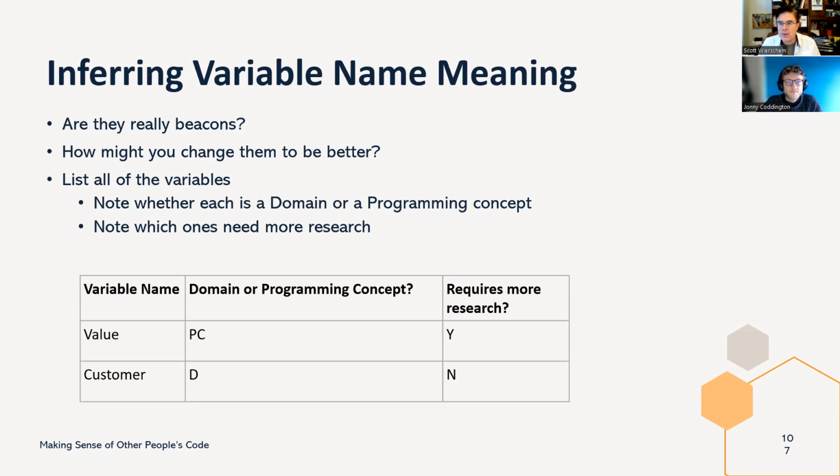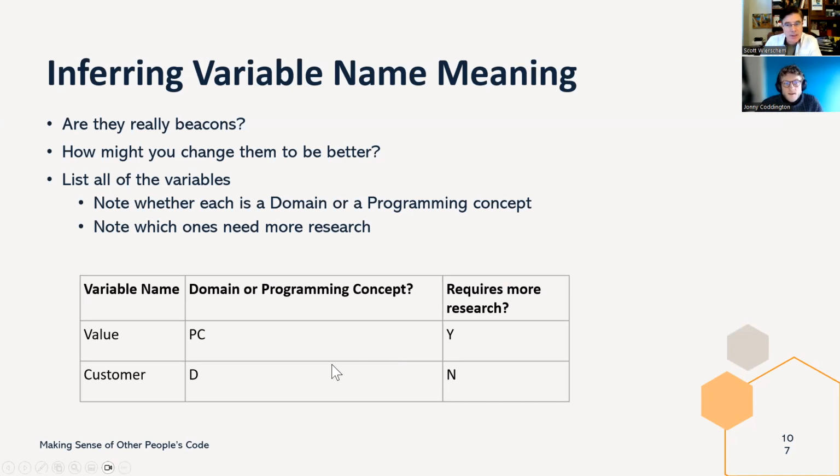Good exercise. Go through the code you're trying to learn, make a list of all the identifiers, go through that list and determine which ones are related to the domain, like customer, and which are related to programming concepts. Because value is, who knows what that could be. But yeah, that's a great idea.